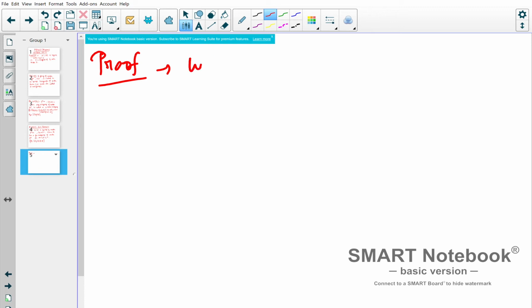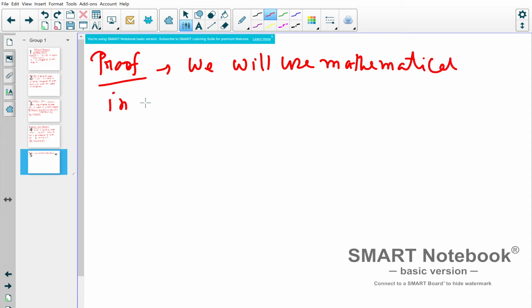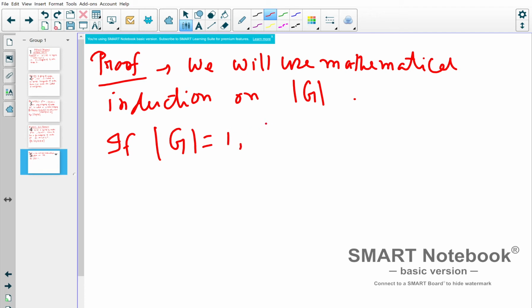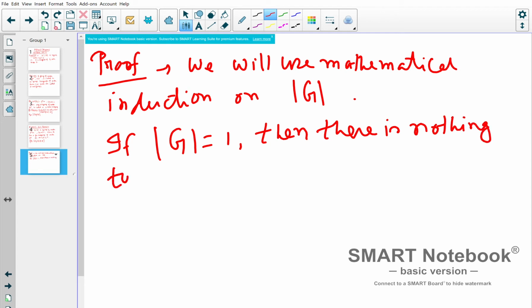So we will use mathematical induction on the order of the group G. If the order of the group is 1, then it is trivial. There is nothing to do.